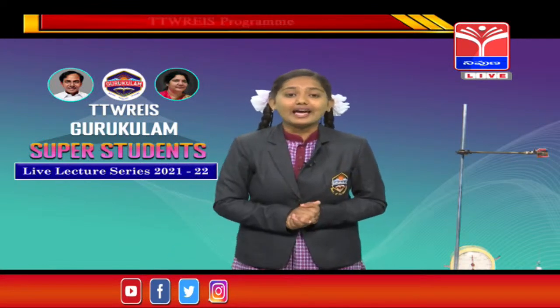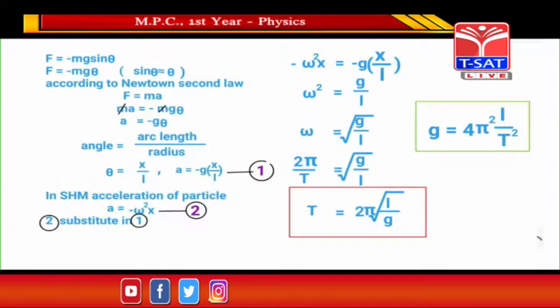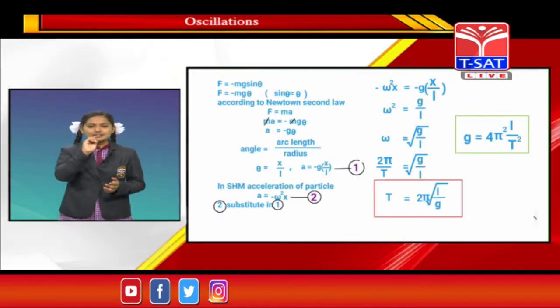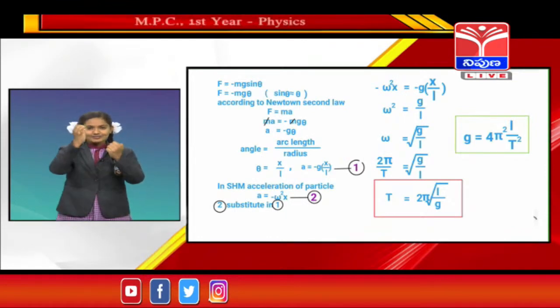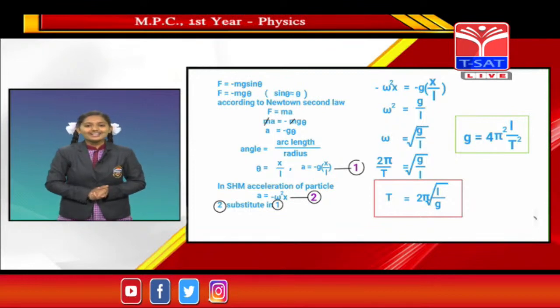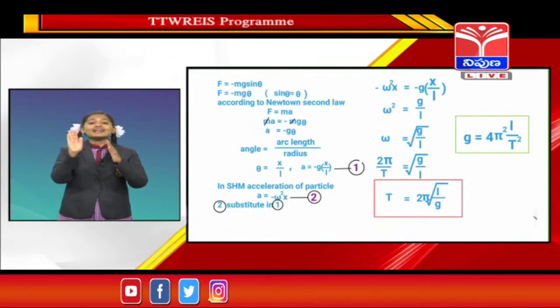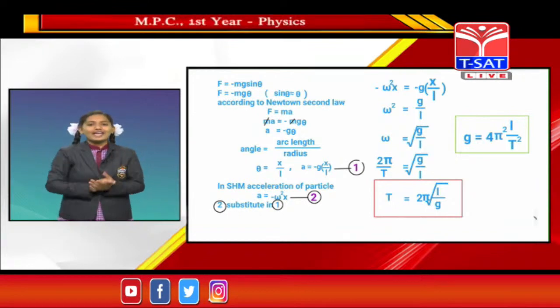Our equation: angle is equal to arc length by radius. Theta is equal to x by L. In the place of theta, you replace x by L. Our equation becomes a is equal to minus g x by L, where g and L are the constant terms. Then we directly prove the SHM rule.